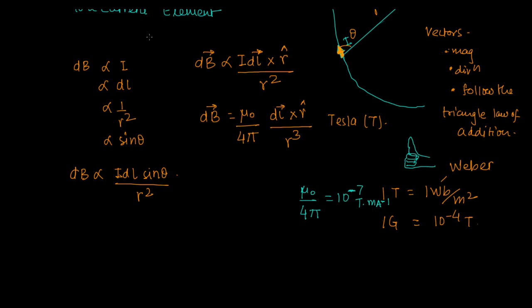There is an R square here. I have written an R cube, right? And there's an I also. So this is R square, and you do have an I here, right? So this is your Biot-Savart law.